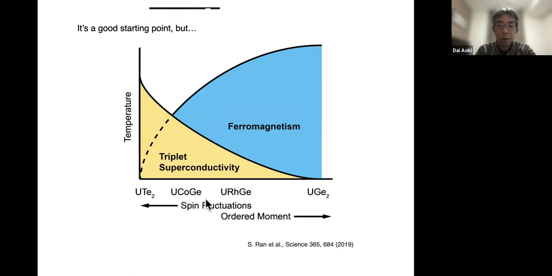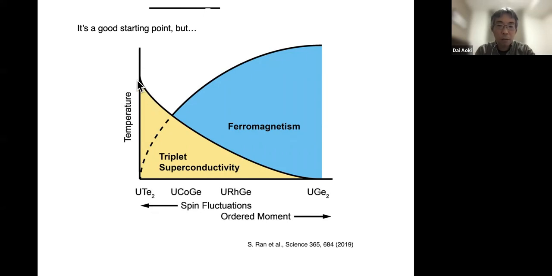in Science. They show a schematic view of the relation between uranium ditelluride and the ferromagnetic superconductors. The horizontal axis is the ordered moment or the spin fluctuation. For UGe2 the ordered moment is about 1 μB, URhGe 0.4 μB, and UCoGe is a weak ferromagnet, 0.05 μB. The vertical axis is the temperature for the ferromagnetic order or the superconductivity.